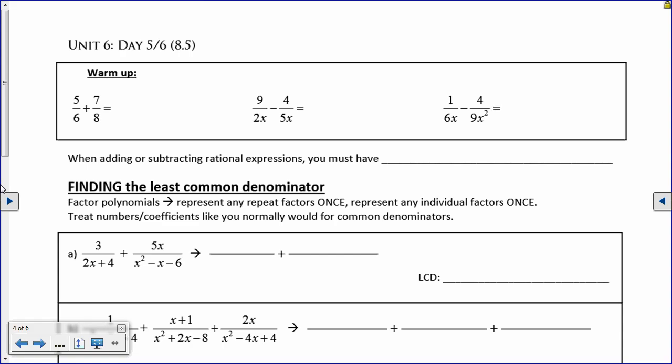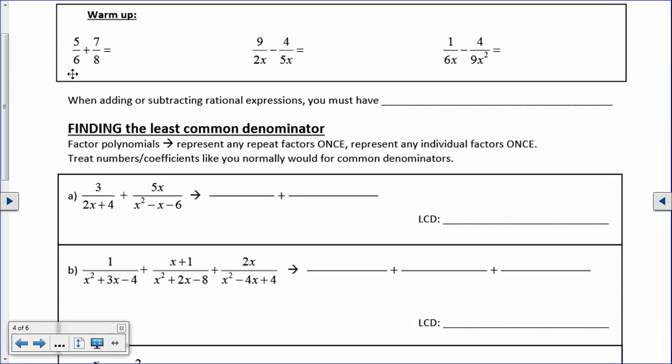Okay, so we're going to go ahead and start with this warm-up here. I have one denominator is 6, the other one's 8. I need them to be the same. Do you guys remember LCD and what that stands for? Least common denominator. So I need a common multiple between 6 and 8, but the smallest one. So it's the smallest number that they both multiply up to. Up to, not divide.